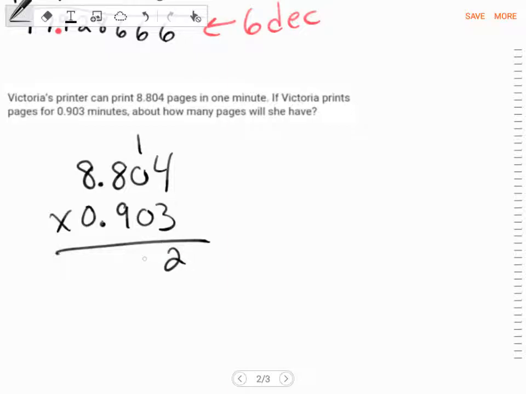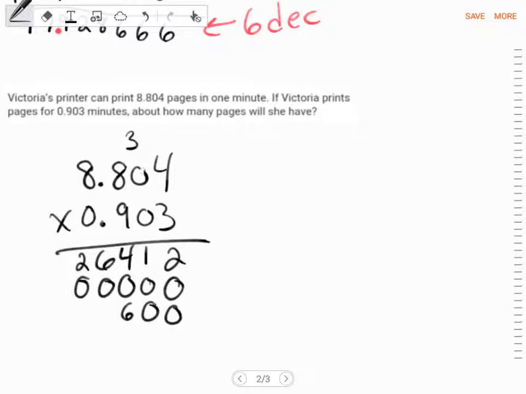3 times nothing gives me nothing, plus 1 is 1. 3 times 8 gives me 24. Carry the 2. 24 again, plus 2 is 26. Placeholder. 0, 0, 0, 0. Hopefully we all know 0 times anything is just 0. So that will clean that up for us. 9 times 4 gives me 36. Now remember, I've got to put 2 placeholders down here. 9 times 4 gives me 36. Put my 6, carry my 3. 9 times nothing gives me nothing. Plus 3 is 3. 9 times 8 gives me 72.